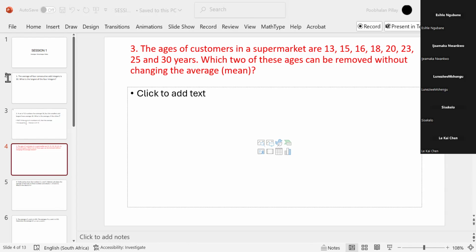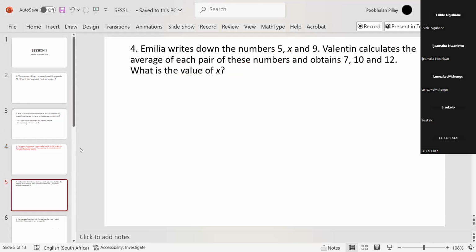If you want to get on to the next slide here, which is problem number 4. Emilia writes down the numbers 5, x, and 9. Valentin calculates the average of each pair of these numbers and obtains 7, 10, and 12. What is the value of x?